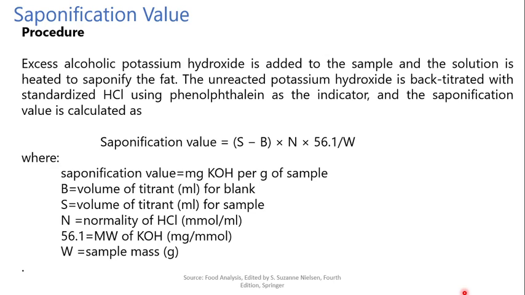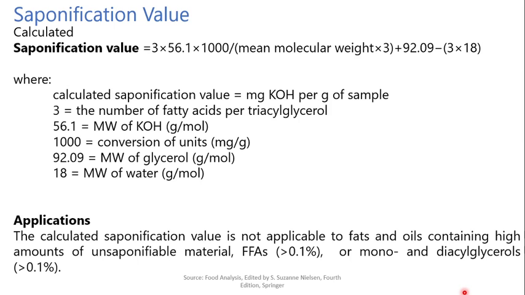(S minus B) into N into 56.1 upon W, where S is the volume of the titrant for the sample, B is the volume of the titrant for the blank, N is the normality of HCl in millimoles per ml, and 56.1 is the molecular weight of the KOH, while W is the mass of the sample.